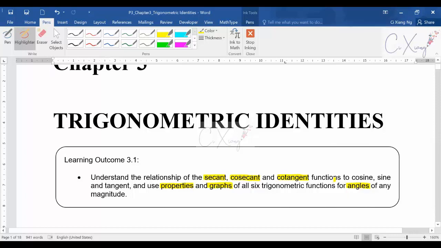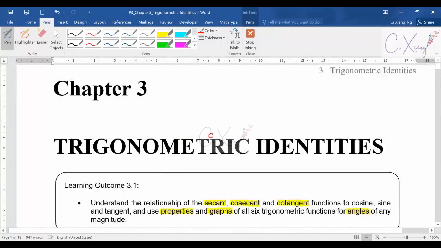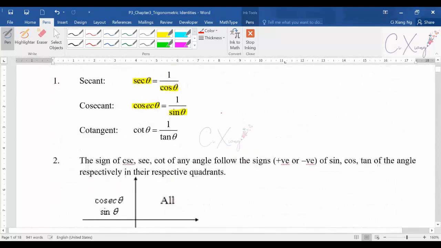Let's have a look at the very basic definitions. Secant theta, written SEC theta, is actually 1 over cos theta. Cosecant theta is 1 over sine theta. Just take note that cosecant I'm writing as COSEC; some other books write it as CSC. It is also cosecant, so cosecant theta.